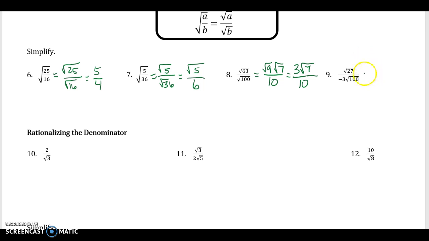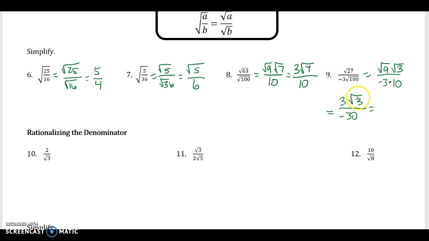This next one, on the denominator, let's look at that one first. We have negative 3 times the square root of 100, which is 10. On the top, the square root of 27 is not a perfect square, so we can again factor that into the square root of 9 times the square root of 3. So coming down here, square root of 9 is 3 times the square root of 3 is what we have on top now. On the bottom, we have negative 30.